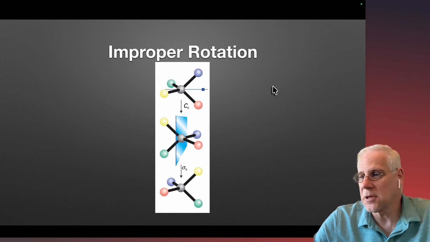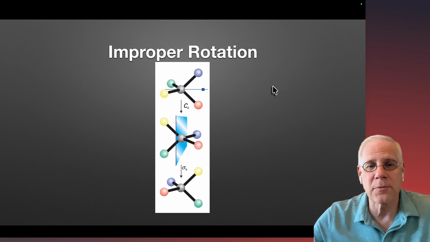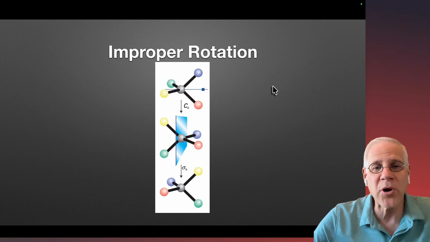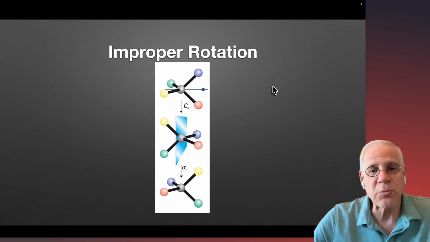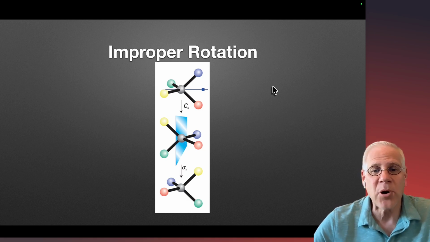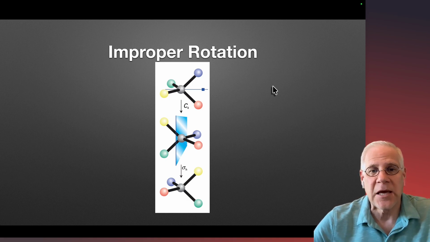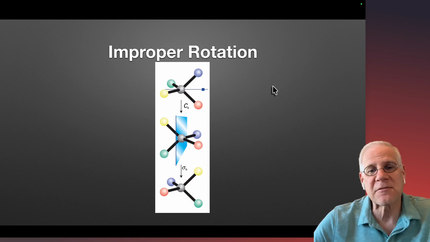And the last one here, the composite operation, is called an improper rotation. These are probably the hardest to see visually when you're looking at a molecule, and it really helps if you have a physical model. So remember, an improper rotation is a rotation around an axis followed by a reflection across a mirror plane that is perpendicular to that rotation axis.